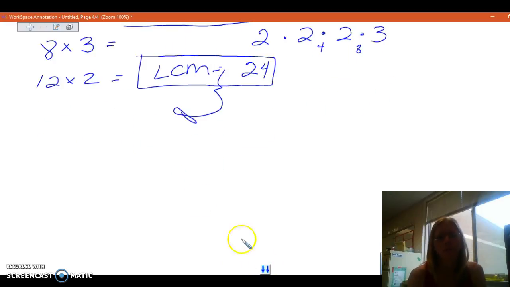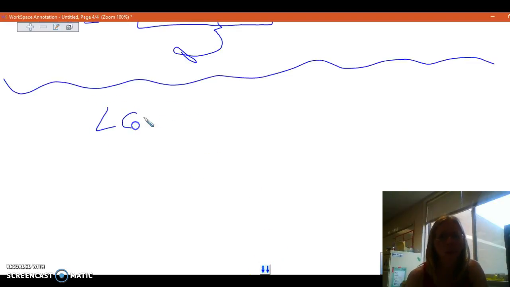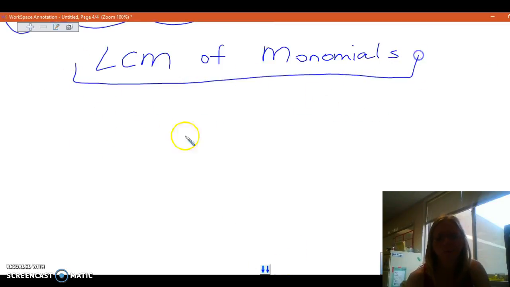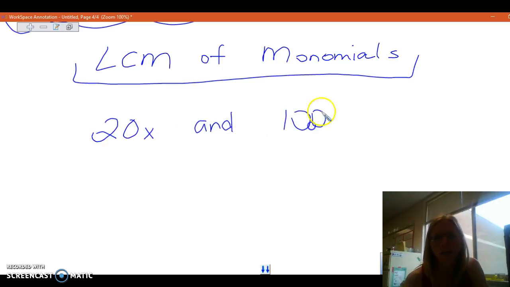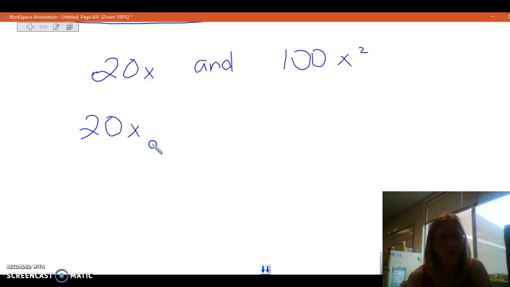When we have variables, monomials, so when we are finding the least common multiple of monomials, there is a slight difference. I'm going to show you the fraction format. If we have the monomials of 20x and 100x squared, I'm going to start off easy. Okay? We're going to section this out, and we're just going to do the coefficients, the values, the numbers, and then we're going to do the variables. Okay? Write them as a fraction.